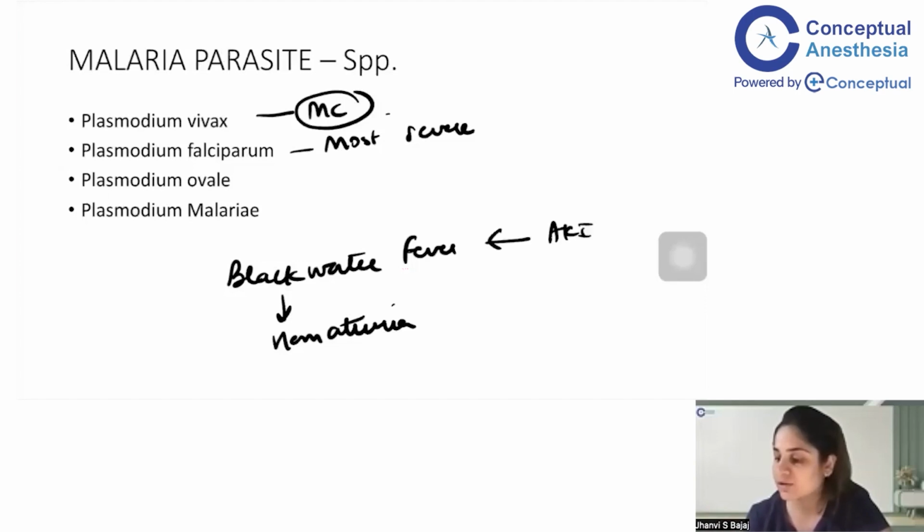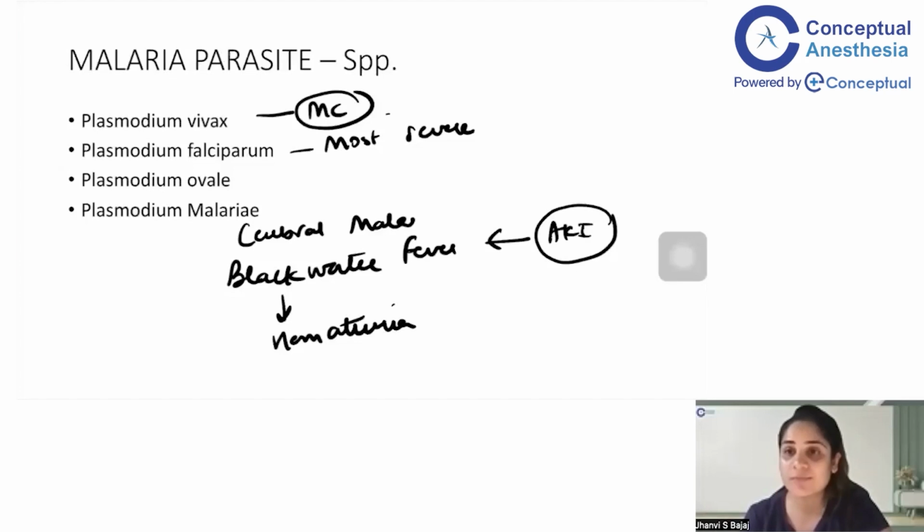Why does this happen? Because malaria leads to kidney dysfunction, leads to acute kidney injury, and this acute kidney injury is seen in the form of hematuria. All right. So these are a few complications that are majorly seen with Plasmodium falciparum. That is why we say that falciparum is the most severe form of malaria. Plasmodium ovale and Plasmodium malariae are both not seen much in India.